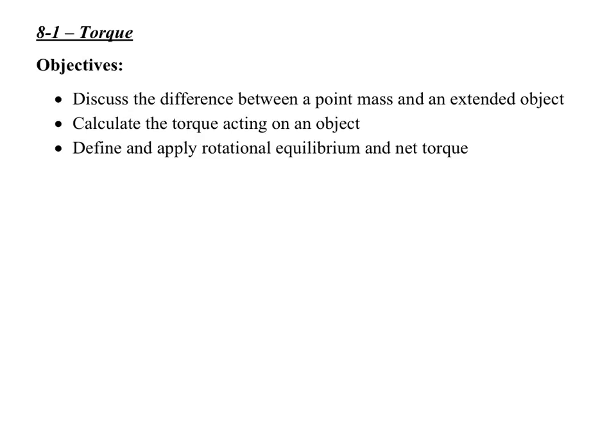Now, obviously we know that mass causes weight, so we could also say that it was the weight that did it. But we know that those are hanging masses, so we said mass. But weight or mass, in this sense, there's no difference here because they both cause torque. So we're going to look at what's called a point mass and an extended mass. We're going to calculate torque, and then we're going to look at what's called rotational equilibrium, to take a look at net torque.